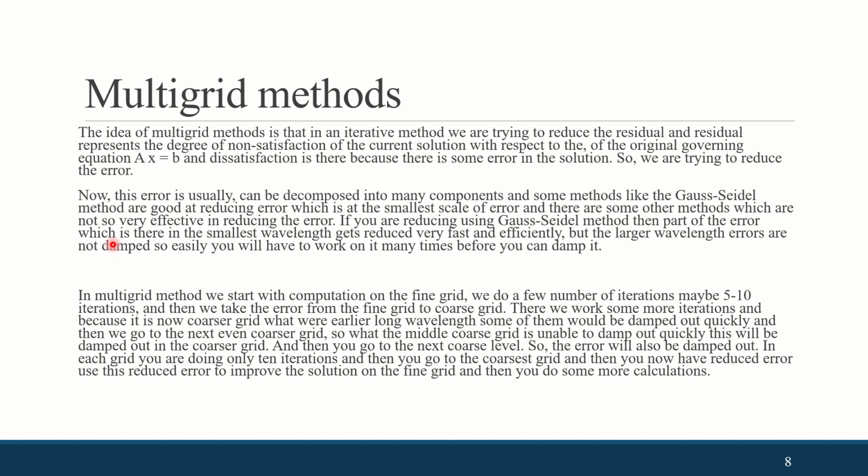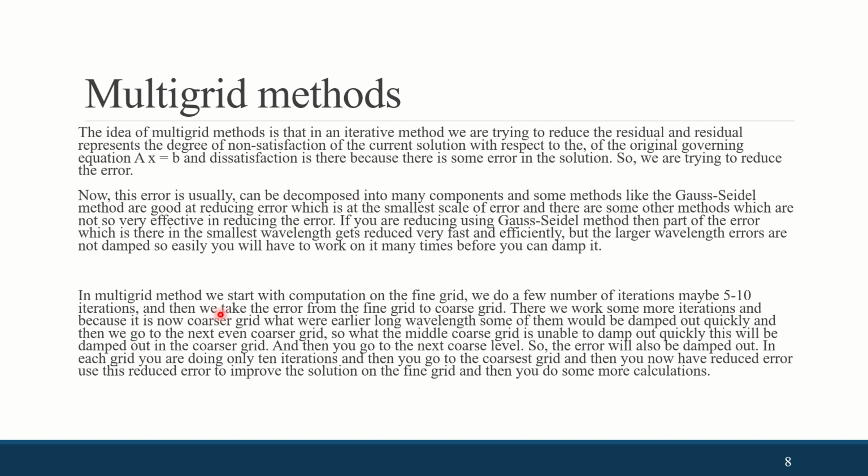So all the methods are not good at solving all the errors. For example, the Gauss-Seidel method is very good at solving short wavelength errors. If there is some error in the system because of the short wavelengths, it would be reduced very fast and efficiently. But if there are larger wavelength errors, they would not be damped so fast when we are using the Gauss-Seidel technique. So we have to work on it many times to reduce that error. In order to have an efficient way of solving this problem, we go for the multigrid method.